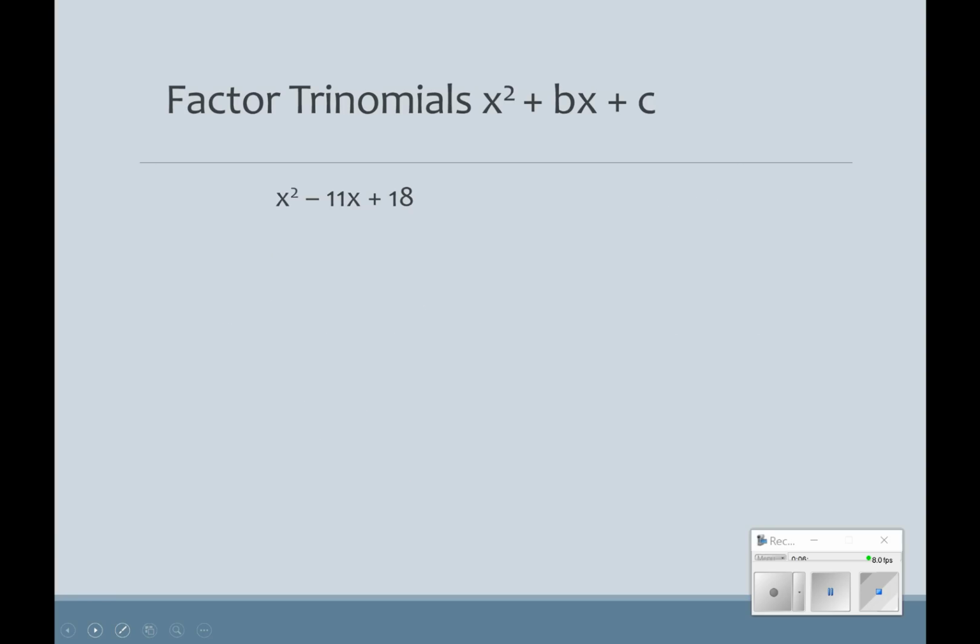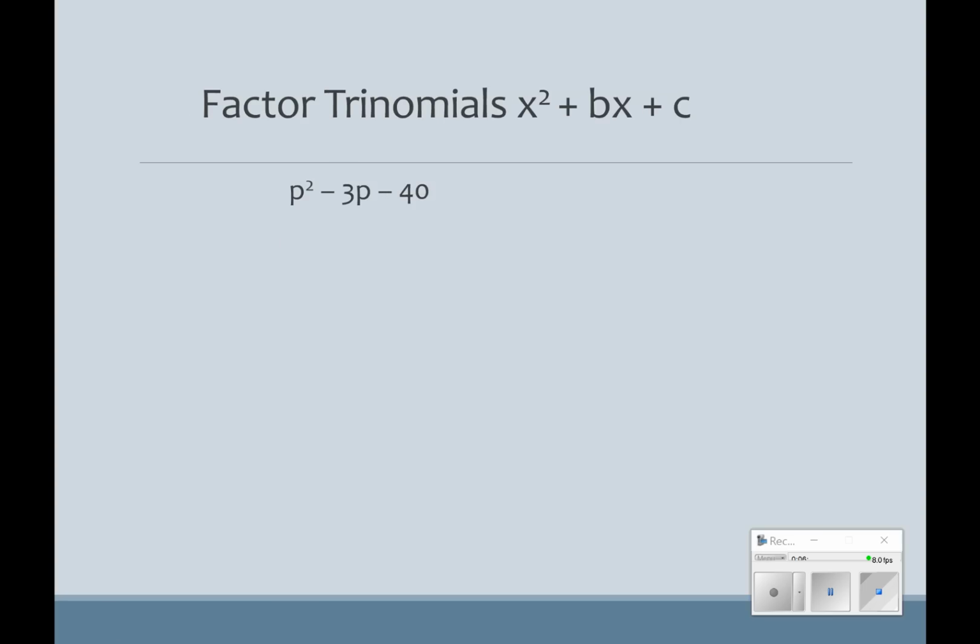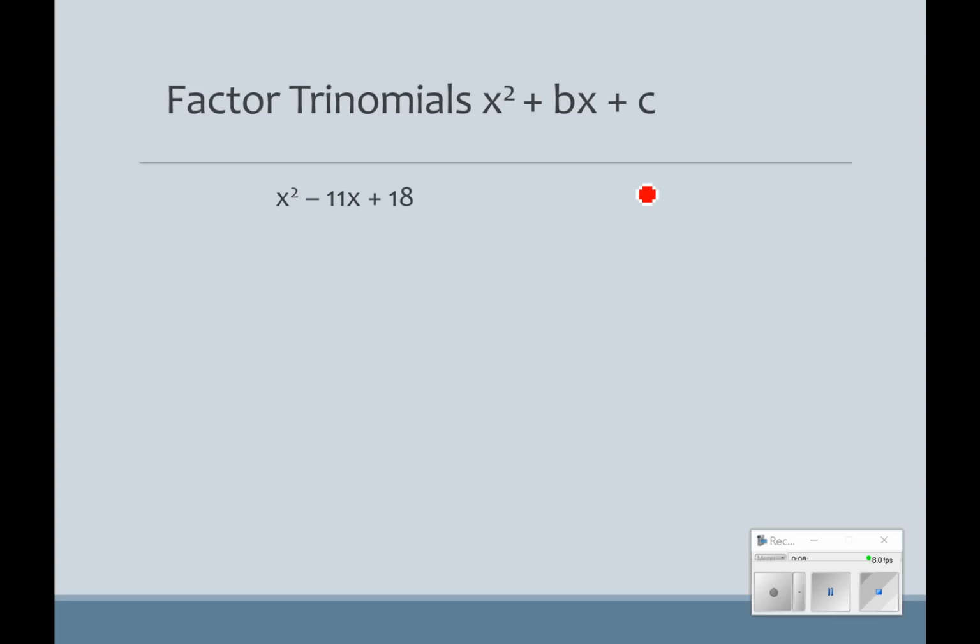Again, I've got x squared minus 11x plus 18, so I need factors of 18. They multiply to 18 and add to negative 11. We've got a negative we want to add to and a positive we want to multiply to, so both factors are negative. Negative 1 and negative 18 add to negative 19. Negative 2 and negative 9 add to negative 11. So there's my answer. I can quit looking at my factors.